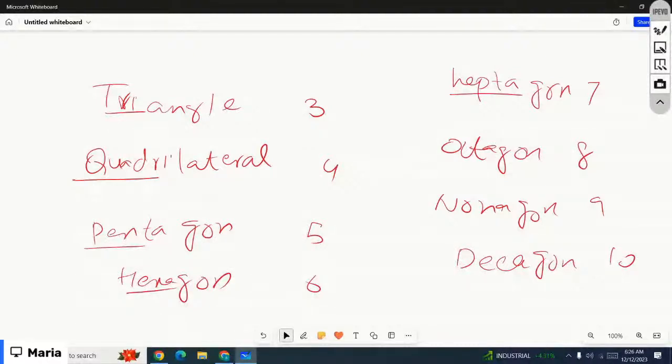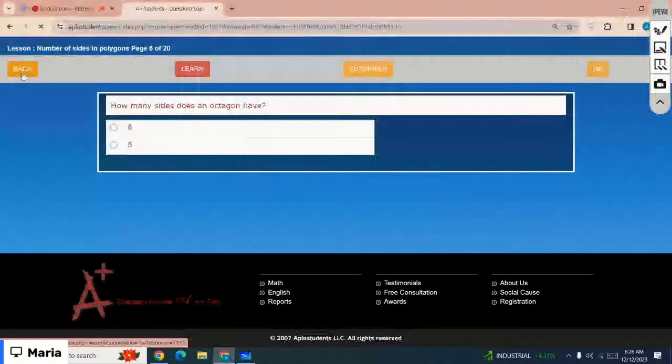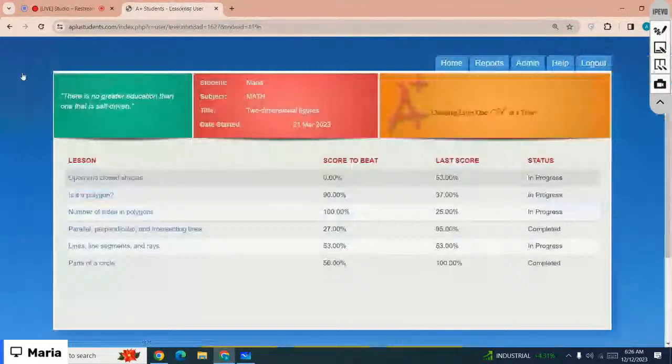Okay, you can note down this. Let's just start with the next lesson. And the next lesson is parallel, perpendicular, and intersecting lines, right? Let's just discuss the lines.